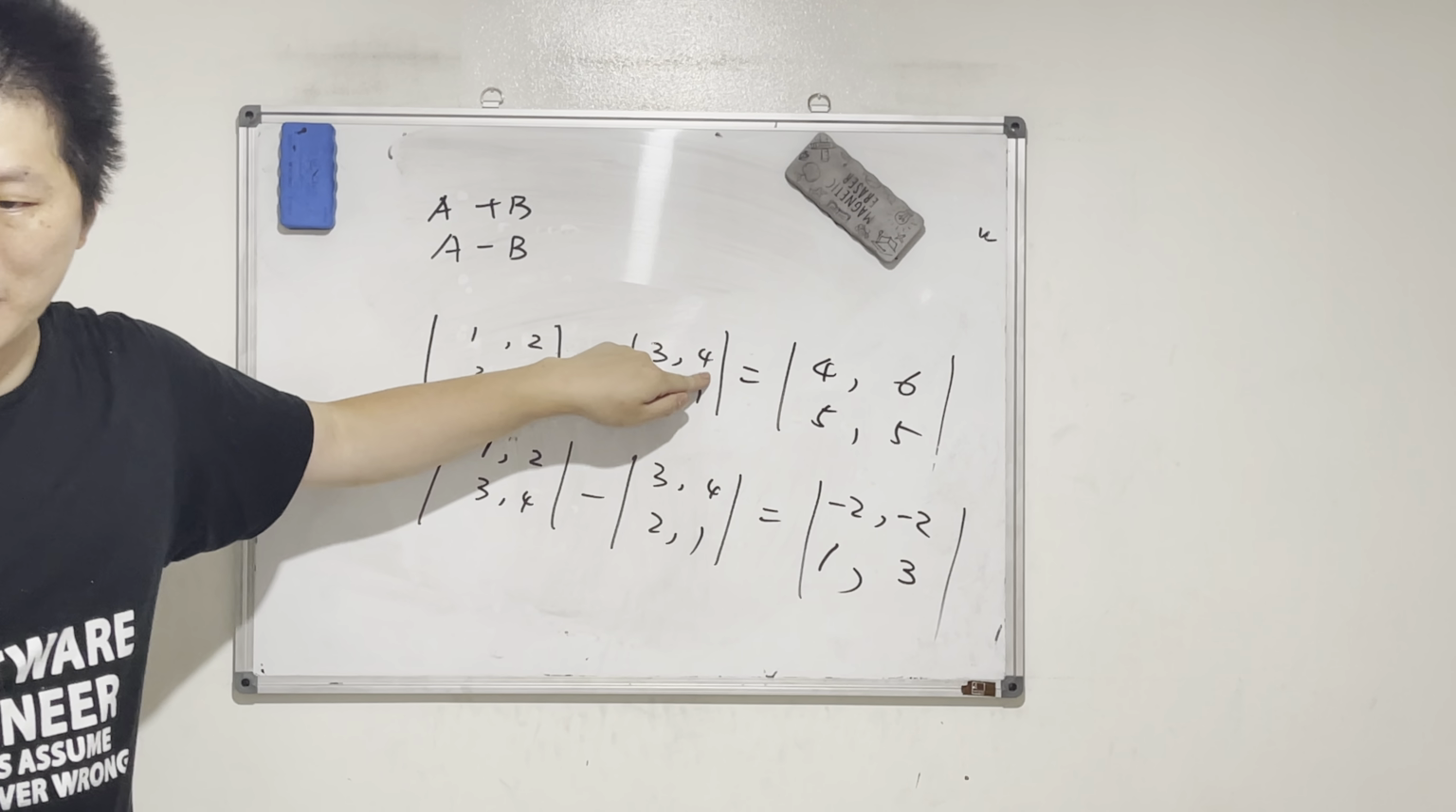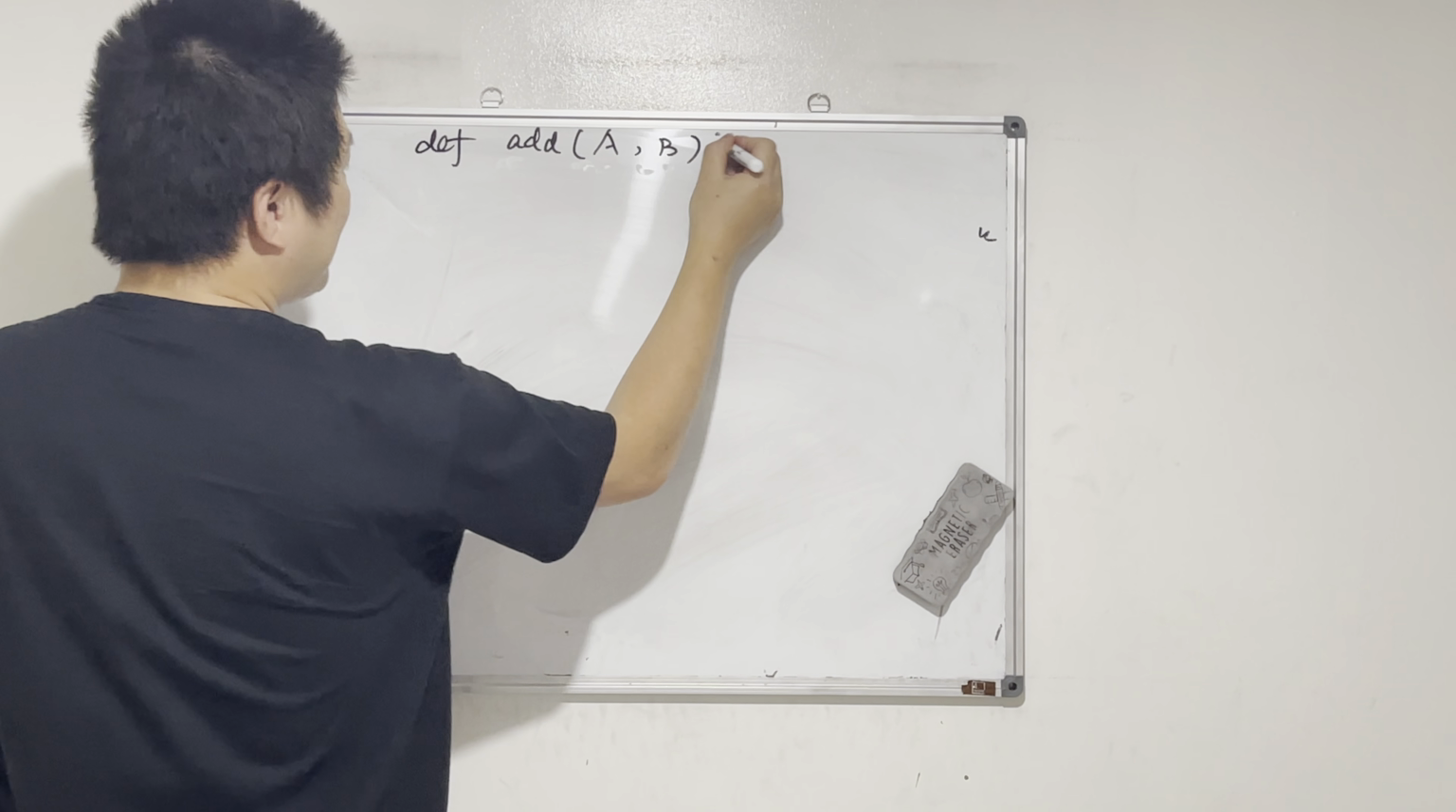Okay, so let's implement this. If they're different sizes, we cannot add. We prefer to throw an exception if the sizes are different. Define a function with A and B. Well done, good job.